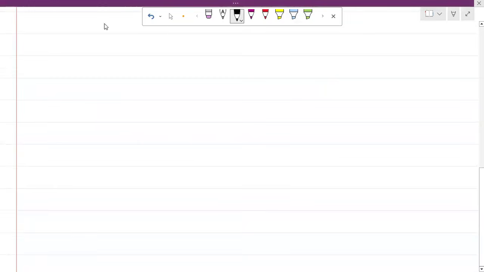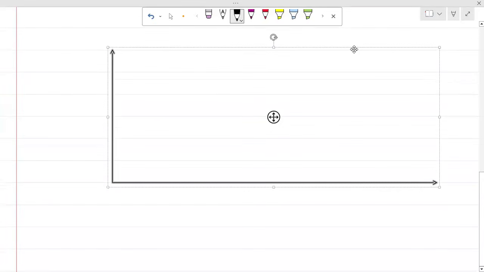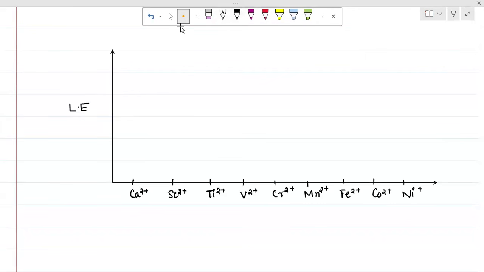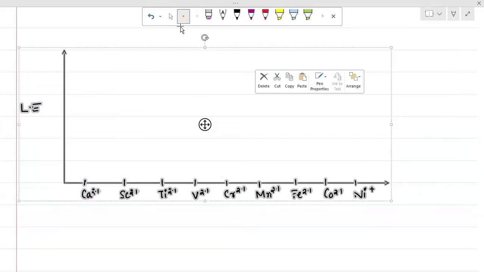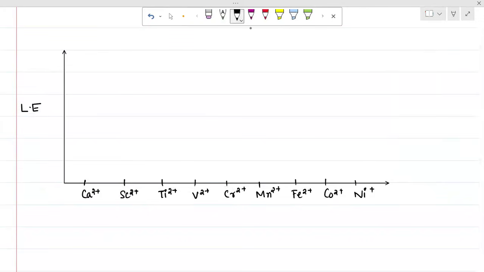Okay. So if I have to draw, listen to this very carefully. If I have to plot, let's say, over here I have lattice energy. And let's say we start from calcium, scandium, all in 2 plus, titanium, vanadium, chromium, manganese, iron, cobalt, nickel, copper, zinc. This is how it is.